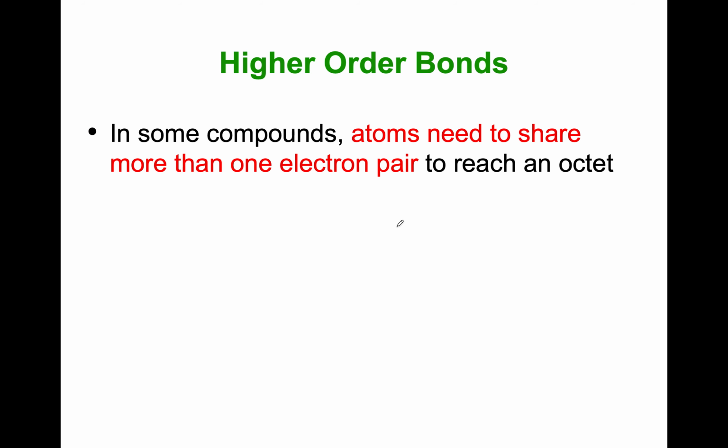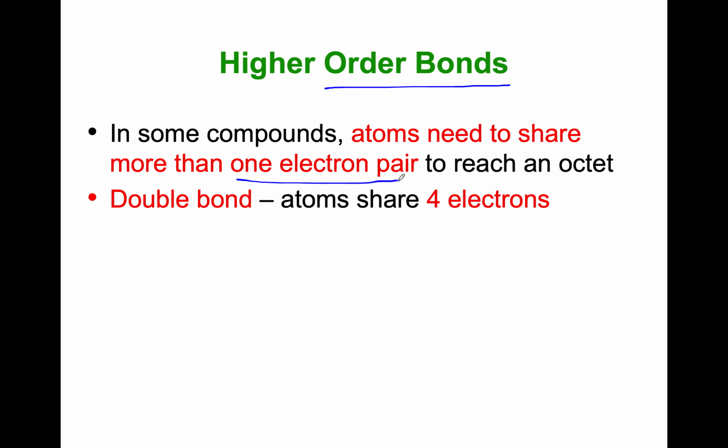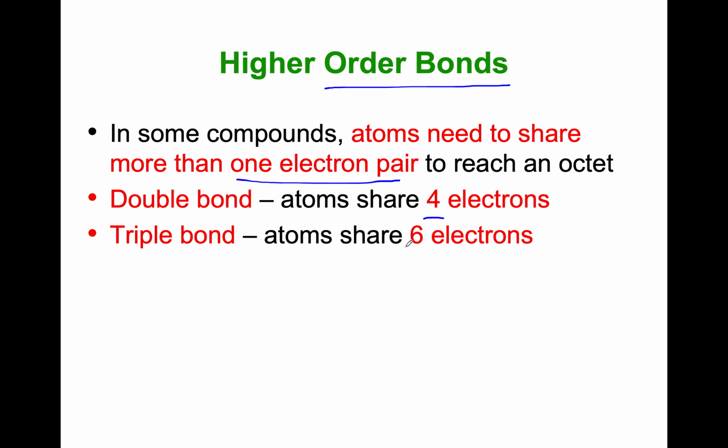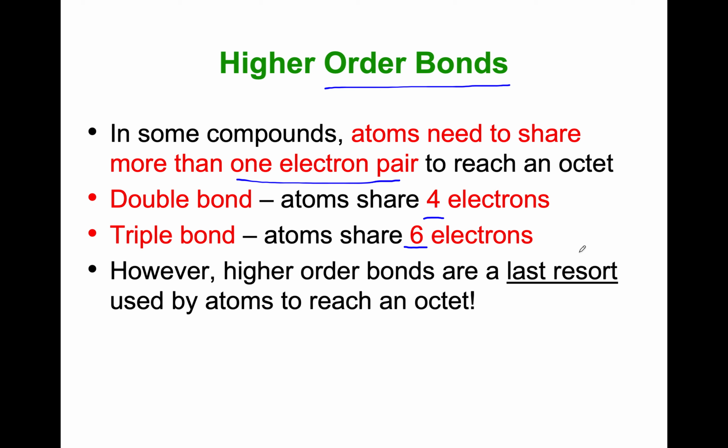We're going to add to this. We'll have other types of bonds. So we might need to share more than 1 pair of electrons. So a double bond, that's 4 electrons. Triple bond, that's 6 electrons. So I really want to caution you, sometimes when students first start drawing Lewis structures, double and triple bonds show up everywhere, okay? Please note, this should be a last resort, okay?